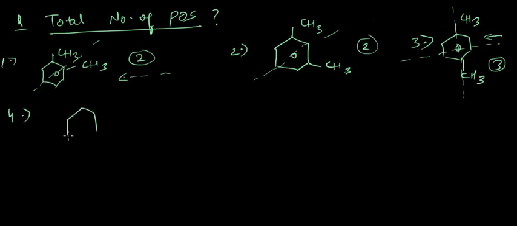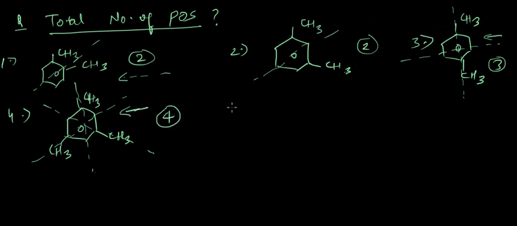Let us look at this compound. We have CH3 and CH3 here. So how many planes of symmetry does it have? If we calculate, we will have 1, 2, 3 and 4 is the horizontal plane. So total 4.